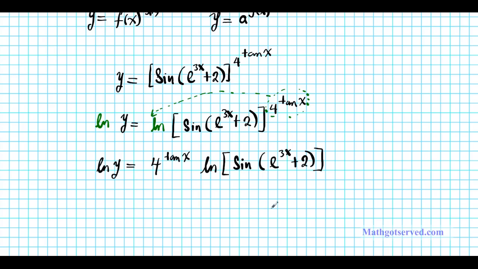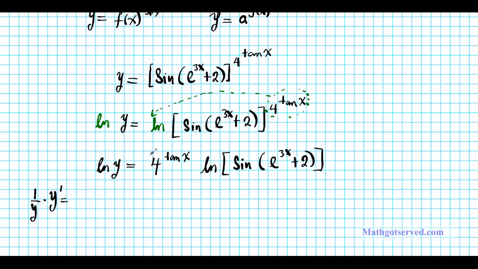Now we are going to differentiate implicitly. Remember, you use implicit differentiation to find the derivative of equations that are not explicitly solved for y, as we have in this case. If we differentiate the left side, we're going to have 1 over y, because the derivative of ln y is 1 over y, times y prime, which is the same thing as dy dx. And on this side right here, we're going to have to use the product rule.